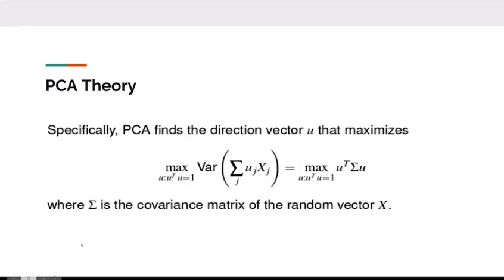In terms of the theory for PCA, we're essentially trying to find a direction vector U that maximizes the total variance of the original data set. So U contains an X number of PCs, each a linear combination of the original features, and you're trying to maximize that explained variance. The process is that you find a covariance matrix, and then you conduct some sort of singular value decomposition, and then you take the top K eigenvectors and eigenvalues that maximize that variance.